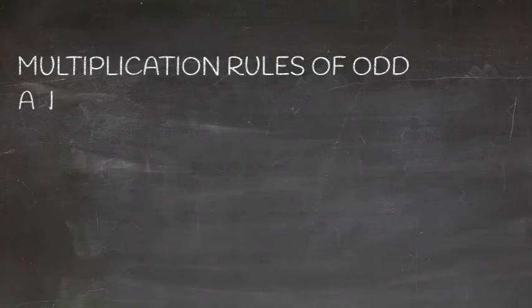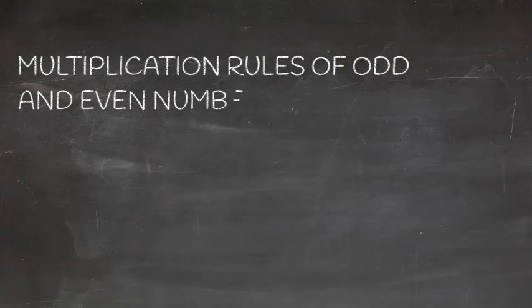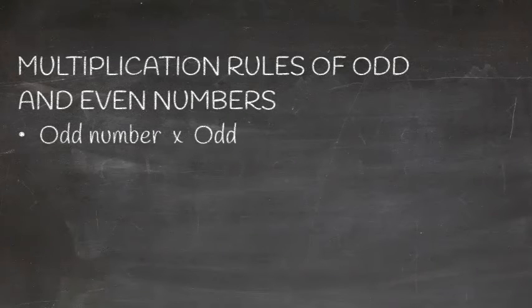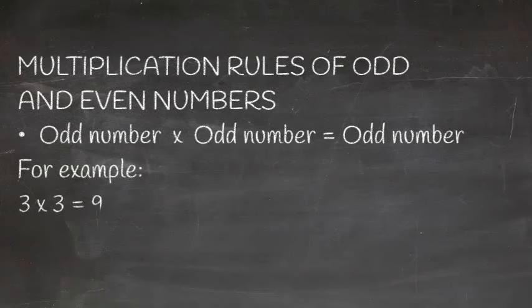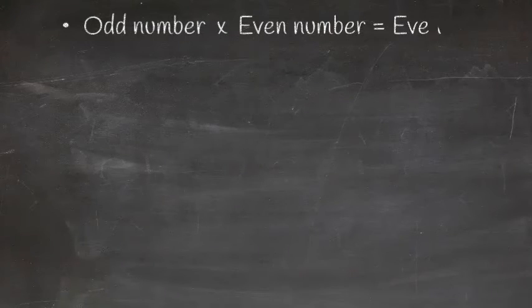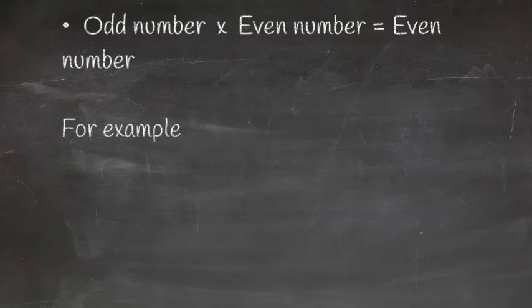Multiplication rules of odd and even numbers. Odd number into odd number equal to odd number. For example, 3 into 3 equal to 9, 7 into 7 equal to 49. Odd number into even number equal to even number. For example, 3 into 8 equal to 24, 5 into 2 equal to 10.